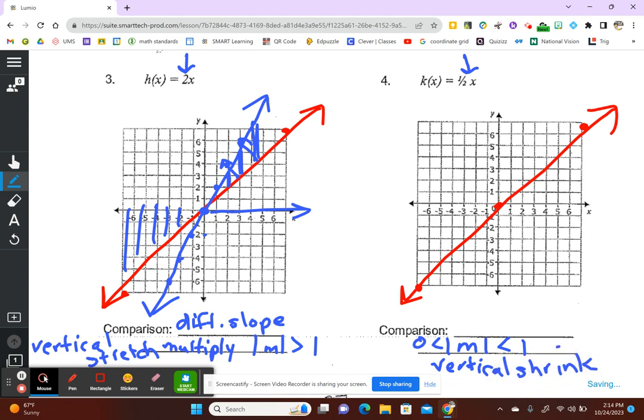And just like a stretch pulls away from the x-axis, a shrink gets closer. In this comparison, they have different slopes. So now I'm going to start here, go up 1 over 2, up 1 over 2, up 1 over 2, or down 1 over 2, down 1 over 2, down 1 over 2. And here you will notice that every point on the blue line is closer to the x-axis. So a shrink pulls closer to the x-axis, where a stretch pulls away from the x-axis.